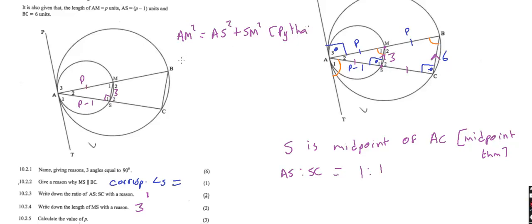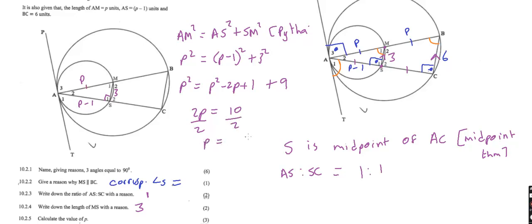So AM is P squared. This one is P minus 1 squared. And then 3 squared. Right? We can go ahead and try to solve this. This is going to be P squared is equal to P minus 1 squared, which is P squared minus 2P plus 1. And then 3 squared is 9. So the P squared terms will cancel. If I take 2P to the other side, it becomes positive. And this is 1 plus 9, which is 10. If you divide by 2, P is 5 units.